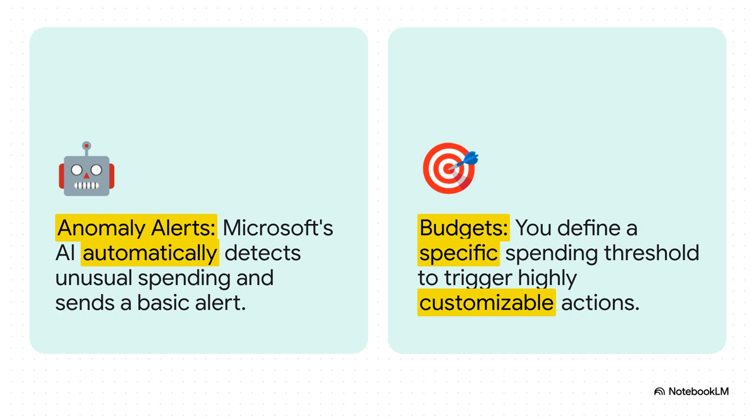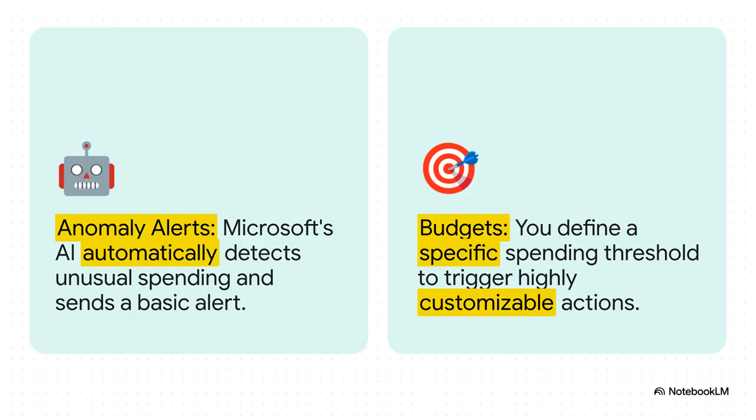Azure basically gives you two main tools for this. First, you've got anomaly alerts. These are kind of the set it and forget it option. Microsoft's AI just watches your normal spending and shoots you an alert if something looks off. Simple. Then you have budgets, and this is where you take control.